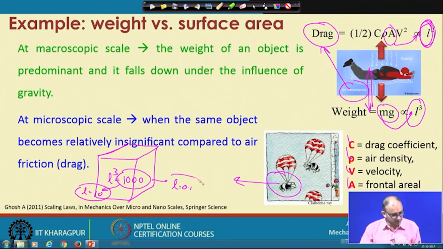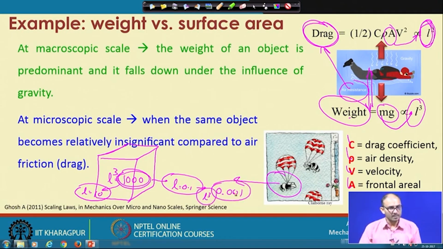If you put L equal to 0.1 and L equal to 10 into the weight and the drag force, the weight will reduce very drastically, because L cube will be 1000 in one case and 0.001 in the other. So what is going to happen? The weight is reducing very fast, but the drag is not reducing that fast. So comparatively, the drag is very large compared to the weight which is pulling the object down.